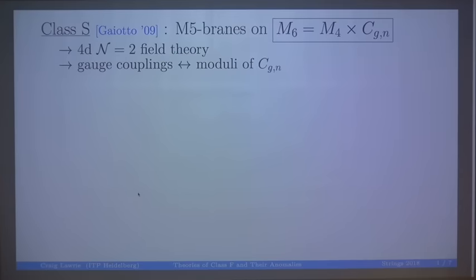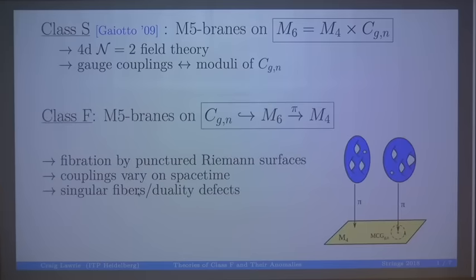And one thing which comes to mind is, what if we relax the assumption that the world volume of the M5 brane is a product? So for example, what if we consider the world volume to instead be a non-trivial fibration where the fiber is an n-punctured genus g Riemann surface? In this case, one still gets a 4D theory, but now what is it?